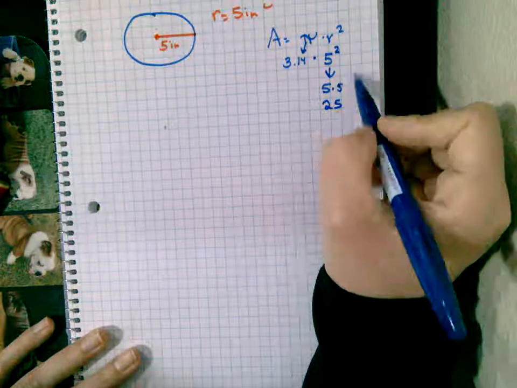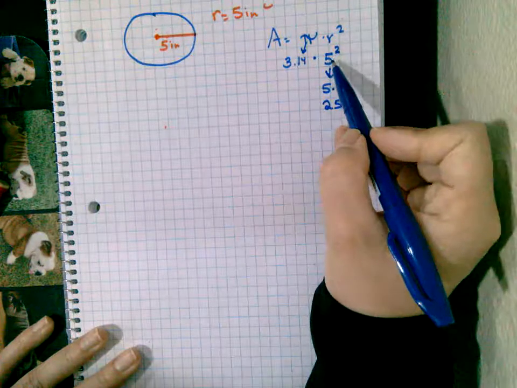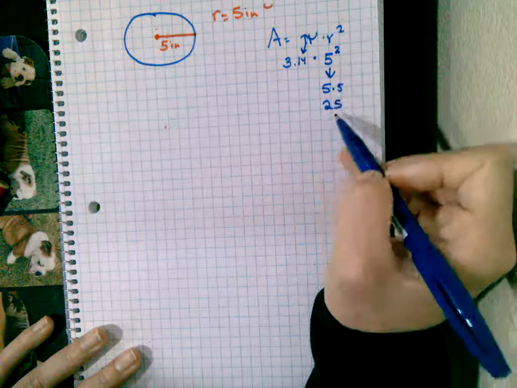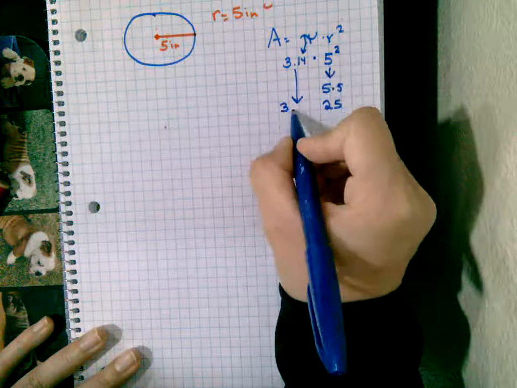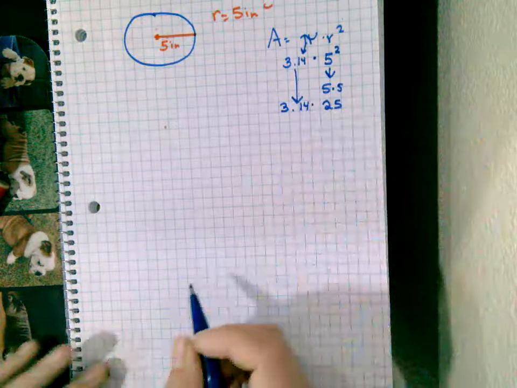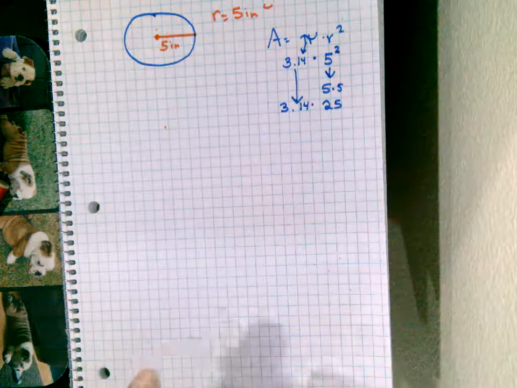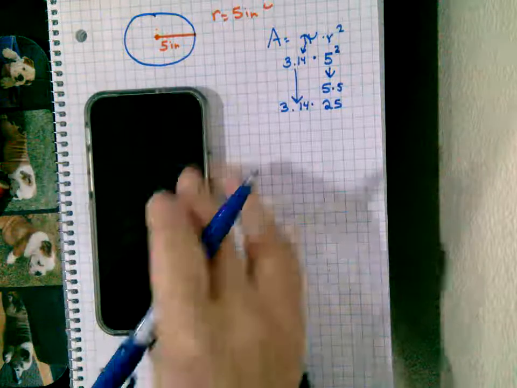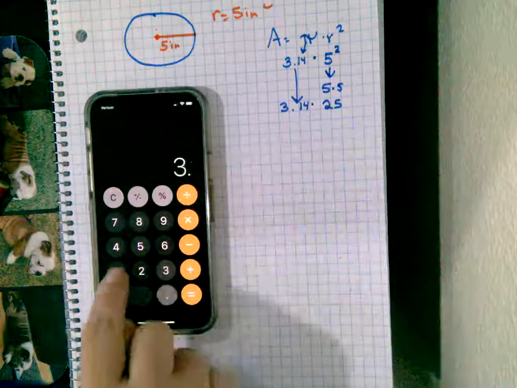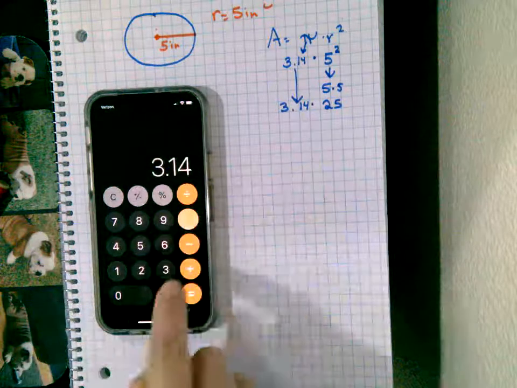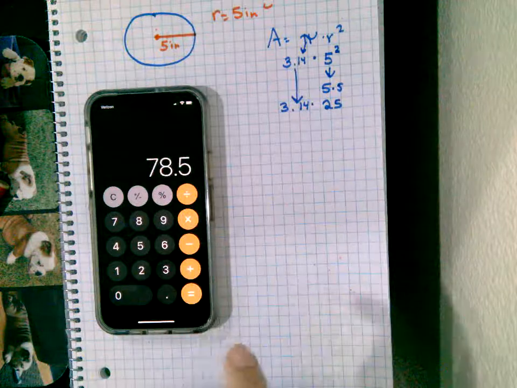So we have to do this part first. The squaring is done first. So 5 squared is 5 times 5, which means 25. I'm going to bring all the way down to 3.14. Okay? This is where we grab our calculator. And we're going to go 3.14, which is pi, times 25, equals.